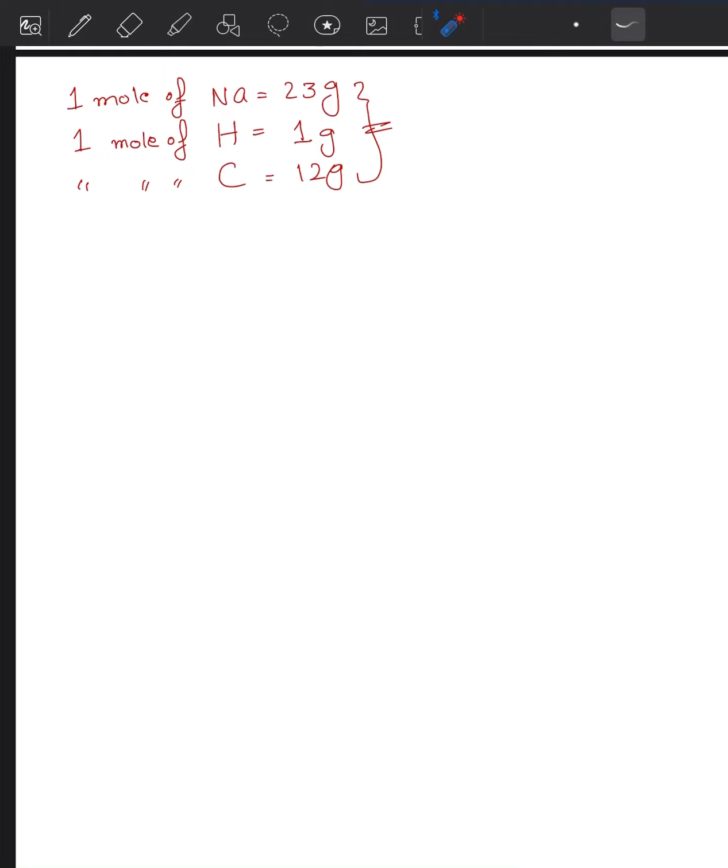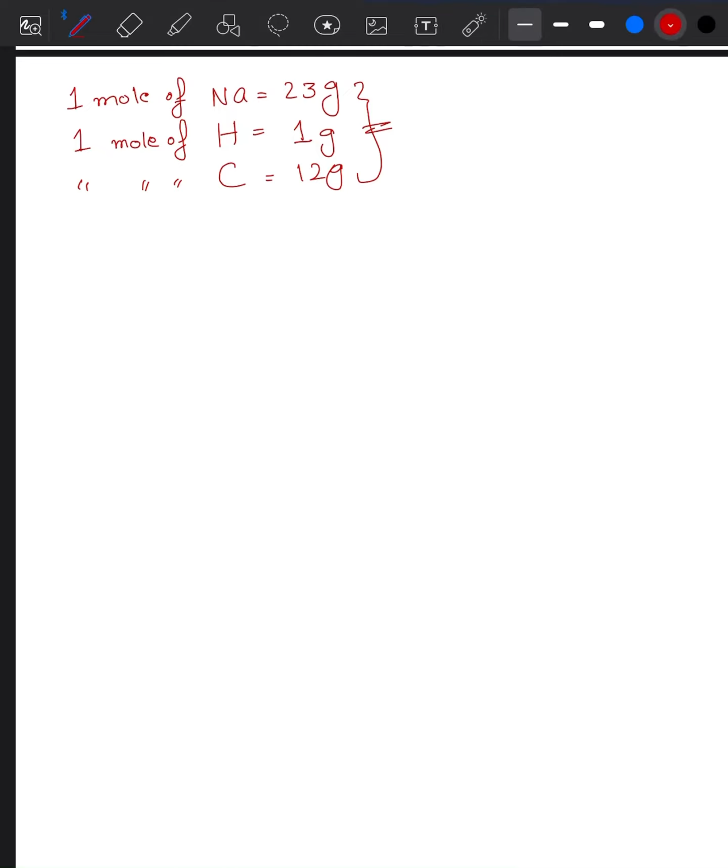or nucleon number. So if I say 1 mole of sodium, sodium has an atomic mass of 23, so 1 mole of sodium has a mass of 23 gram. And if I say 1 mole of hydrogen, and hydrogen has an atomic mass of 1, then 1 mole of hydrogen has 1 gram. And 1 mole of carbon, which has a mass of 12, has 12 gram.